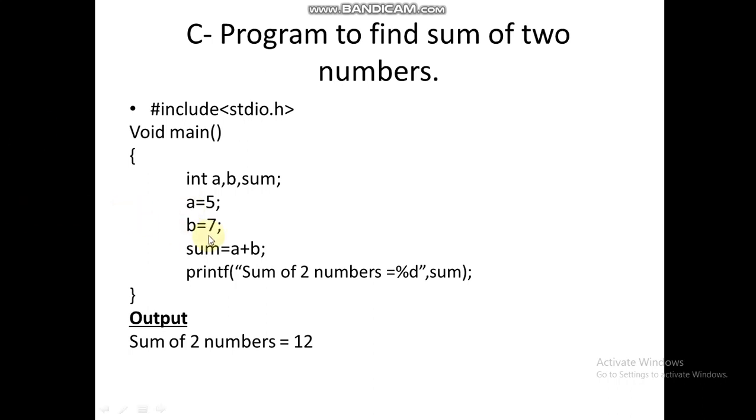Similarly, B equal to 7. The 7 is assigned to variable B. B also contains a separate address. A's address is separate, B's address is separate. Even sum is one separate variable used to store the sum of these two numbers. A plus B means 5 plus 7, that is 12. To store 12, you need one more variable. Without a variable, you can't store any value in the C programming language. So sum is the variable to store the sum of two numbers.